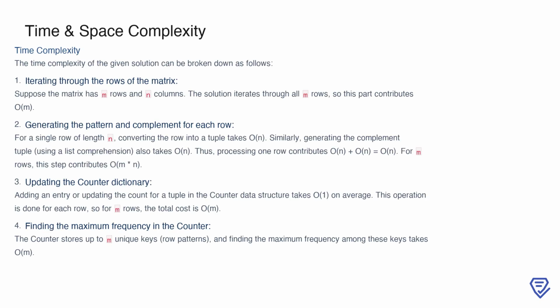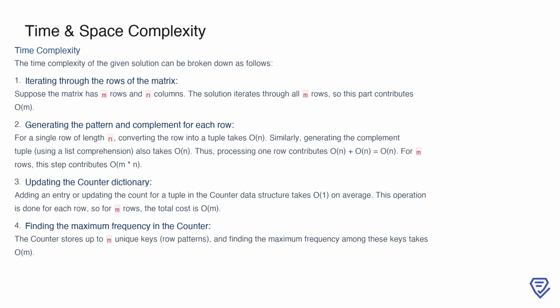The time complexity of this solution can be analyzed by breaking it down into distinct steps. First, we iterate through each row of the matrix. If the matrix has m rows and n columns, this iteration contributes O(m). Next, for each row, we generate both its pattern and its complement. Converting a single row into a tuple takes O(n), and generating its complement using a list comprehension also takes O(n), so processing one row requires O(n) plus O(n), which simplifies to O(n). When this is done for all m rows, the total contribution becomes O(m*n).